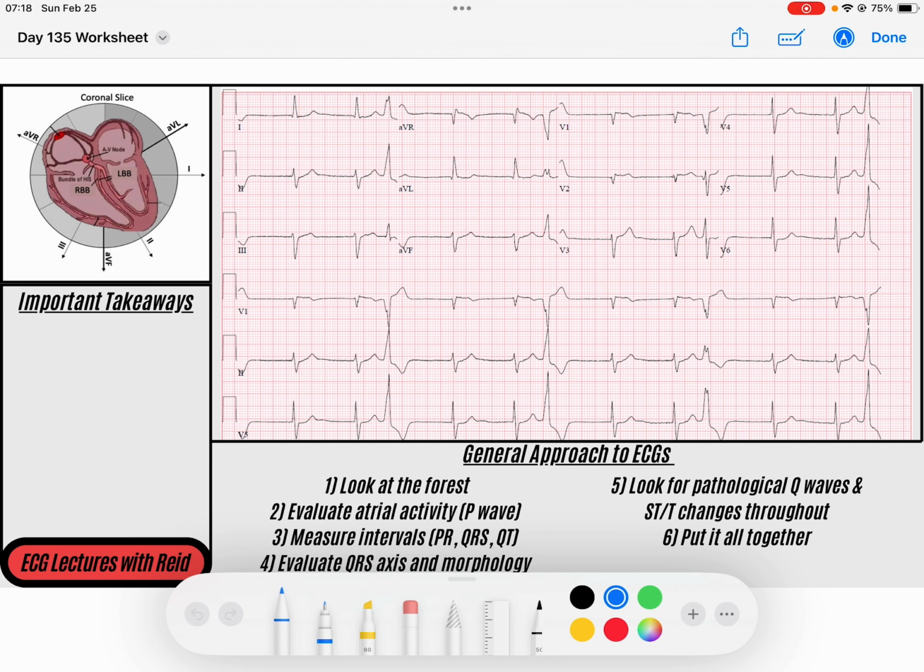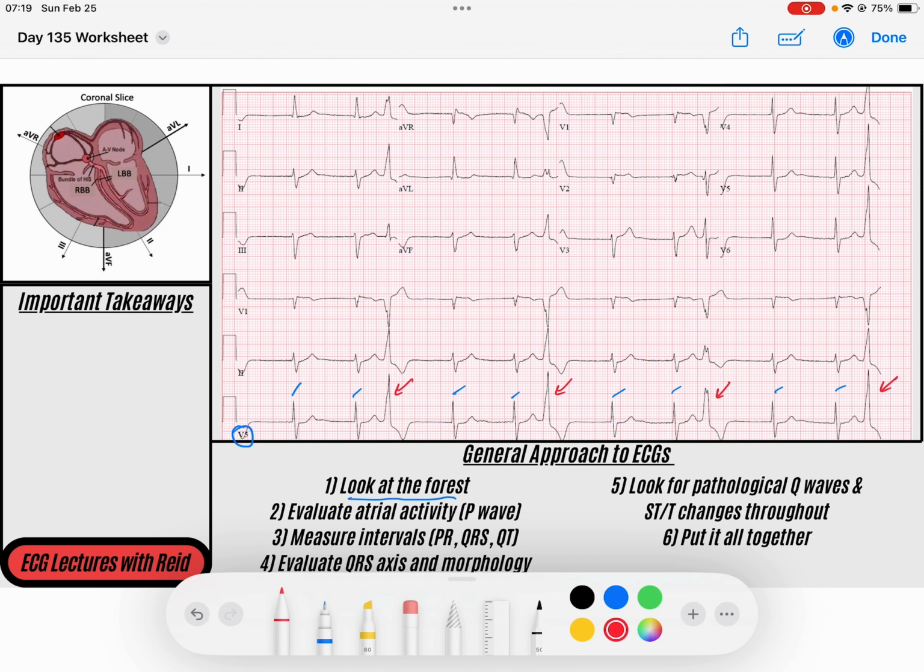So the first thing I'm going to do is look at the forest, so I just get an idea of what's going on. Maybe I come down here to V5 and I see a narrow complex rhythm that seems to have these wide, complex, kind of crazy looking beats every third beat, right? If we repeat that again, we get narrow, narrow, wide, and one more time, narrow, narrow, wide. So we've definitely got some type of pattern.